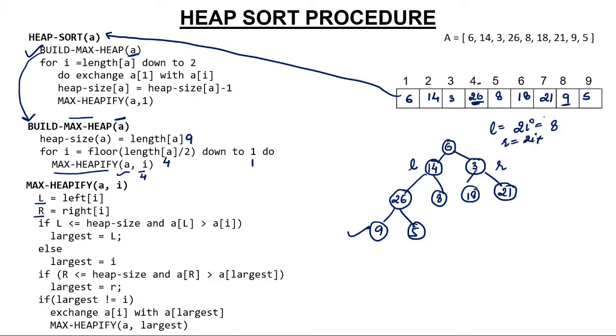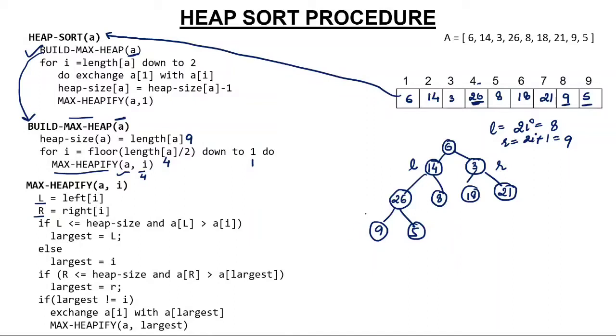If I have to find it in an array only, without having a tree, the right child of 26, what is the index of 26? 4. 2 into 4 plus 1 is 9. So at the 9th index you will find 5. So 5 will be the right child. Yes, exactly right.